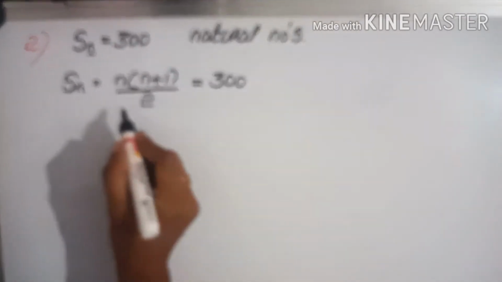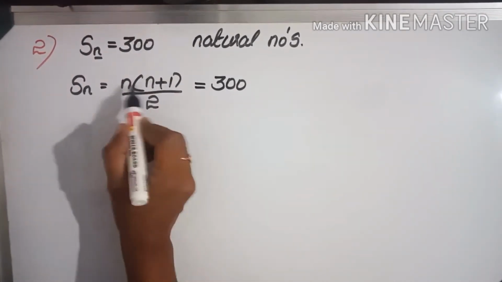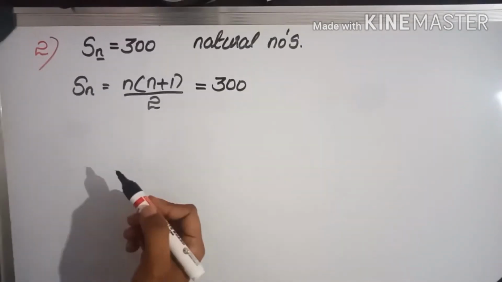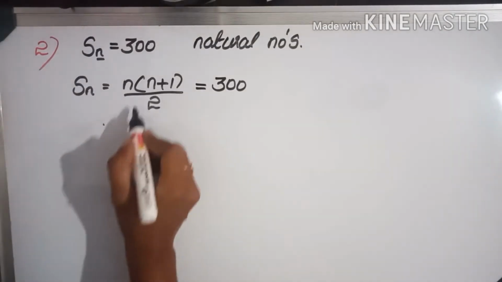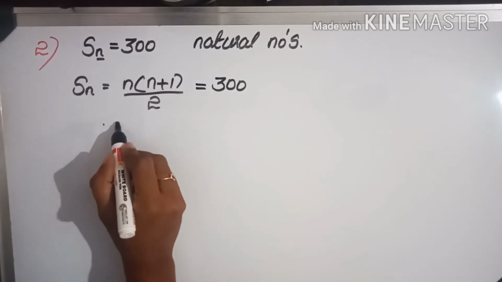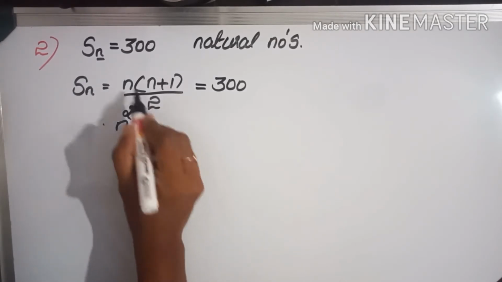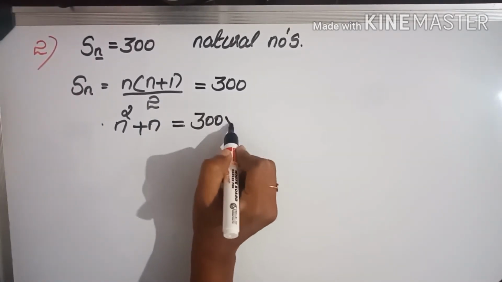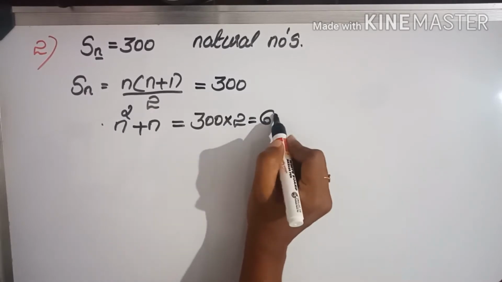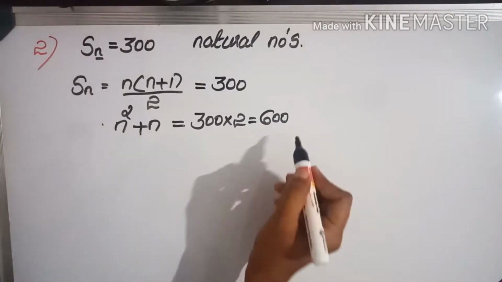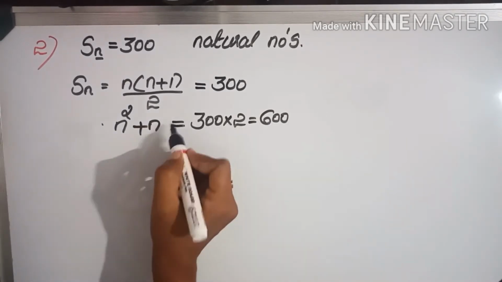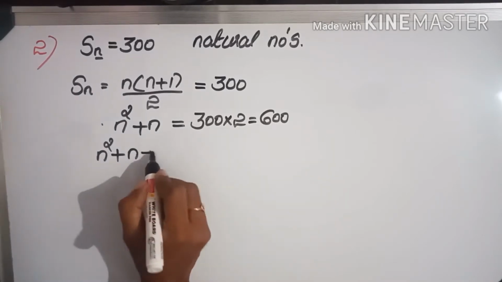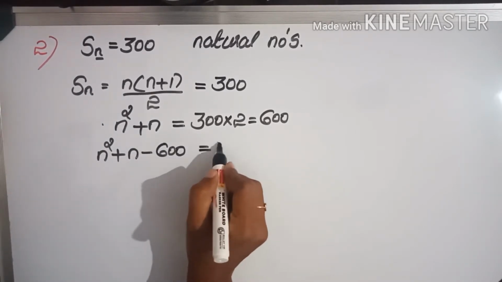Now in the next step, let's take this by 2 to this side and open this bracket, because we need a second degree equation, then only we can solve here. First open the bracket: n into n is n square plus n into 1 is n, equal to 300 into 2. The answer will be 600. Now to complete this equation, let's take this 600 to this side. So n square plus n minus 600 equal to 0.